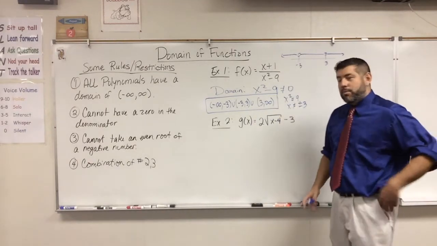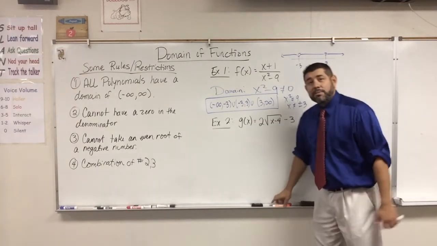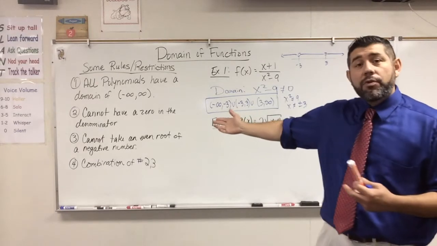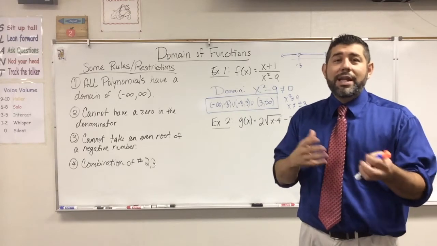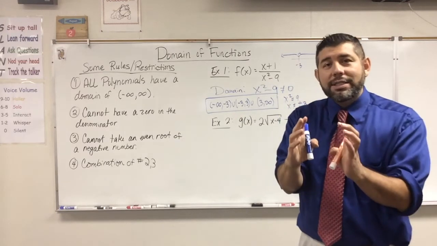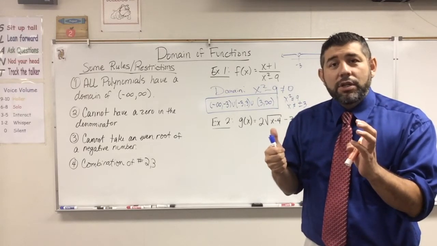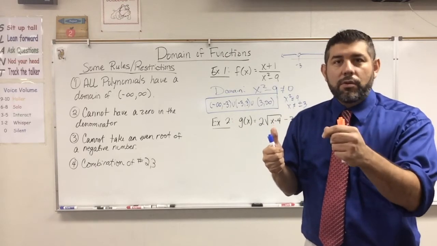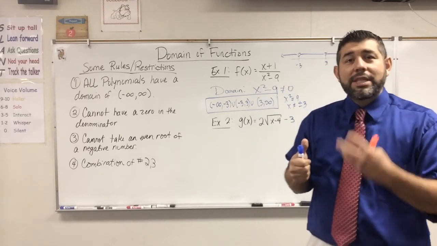So example number 2. g of x equals 2 times the square root of x minus 4, minus 3. So now we're dealing with situation number 3, where we cannot have a negative number under a square root. So we're going to take that entire part that's underneath the square root and set that greater than or equal to 0, because it could be 0, but we want it to be positive. So I'm going to take x minus 4.